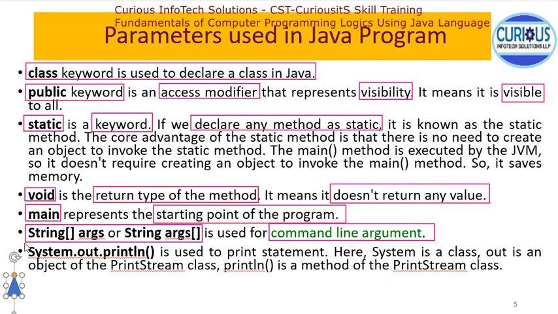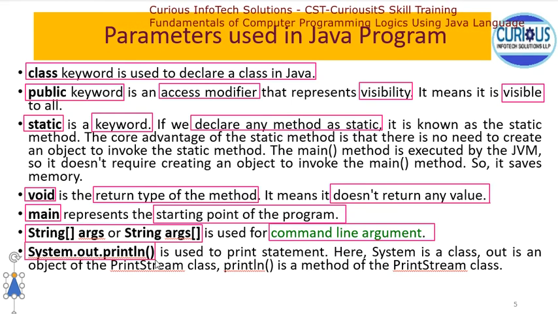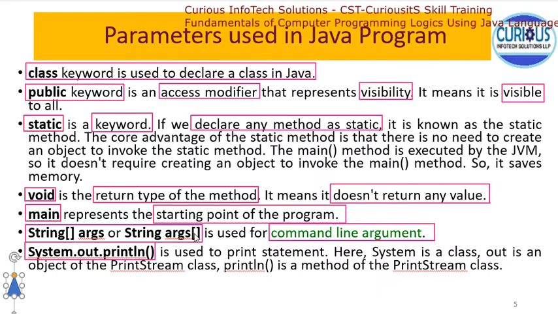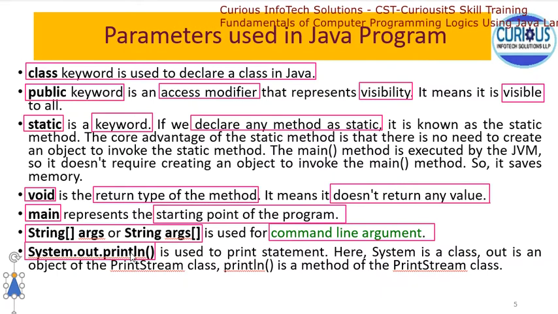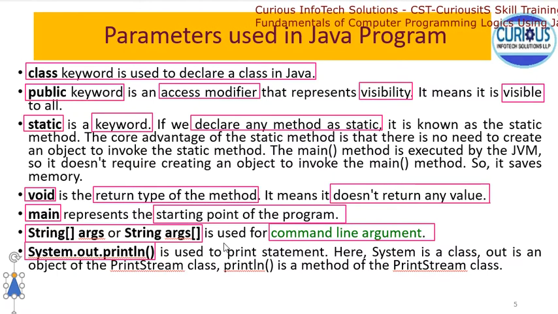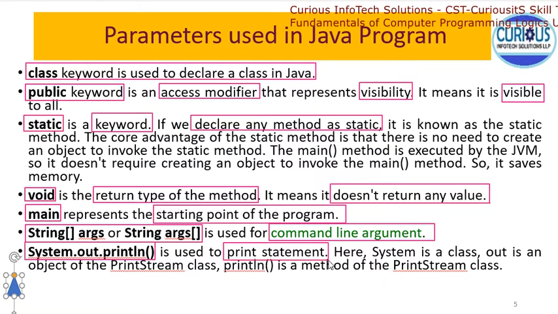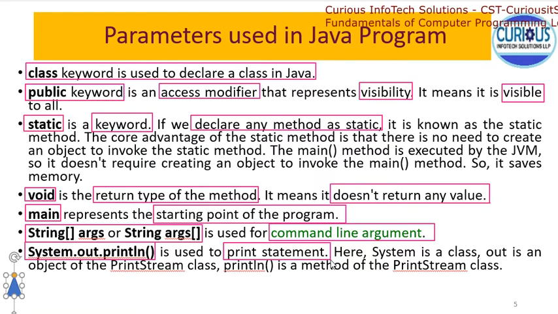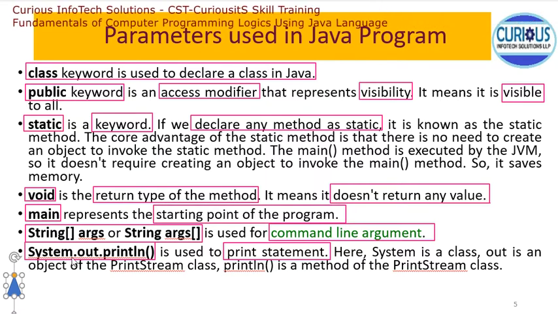Okay, now the System.out.println. So what is System.out.println? The System.out.println instruction will be used for the print statement. We are using this for output. So here we are using the 3 words System, out, println. Now what are these 3?